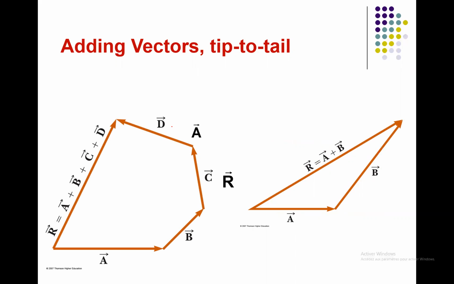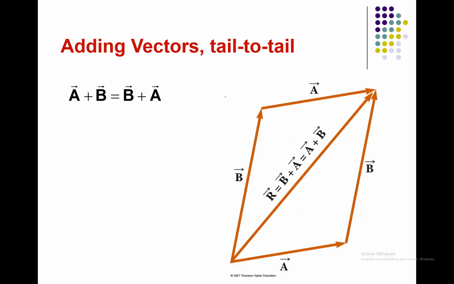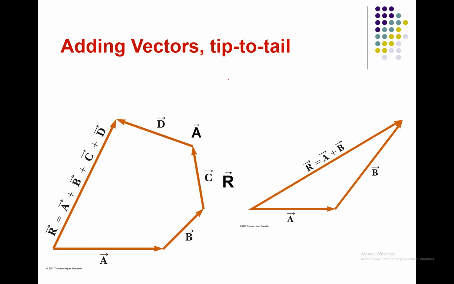Adding vectors. How can we add two or many vectors together? Okay, I take an example. We have two methods to add two vectors. The first one is called tip to tail. What does it mean, tip to tail? I have a vector A and a vector B.